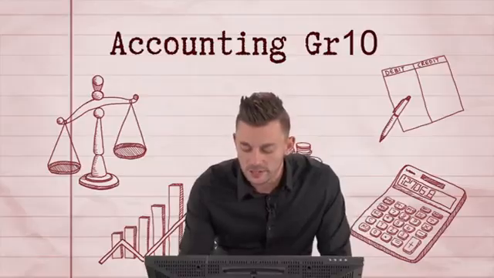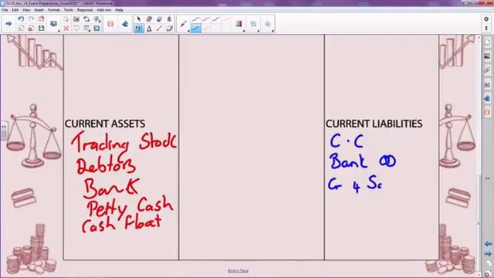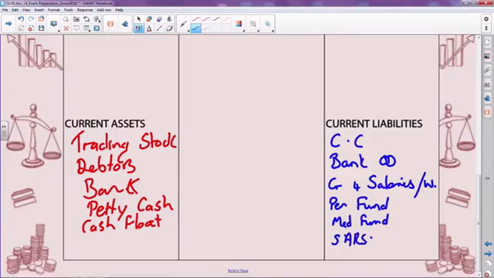We have creditors for salaries or for wages. Now another one is your pension fund. Let's quickly fix the spelling here. Pension fund. We have the medical aid fund. We have SARS pay as you earn. We also have SARS UIF.